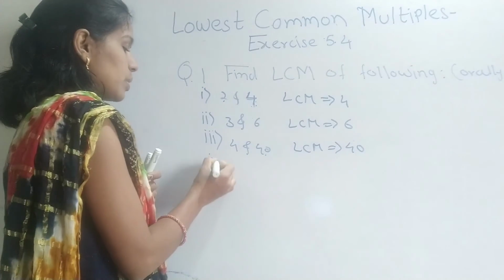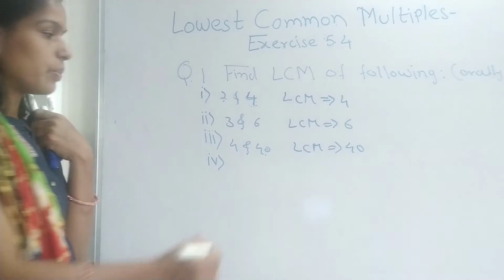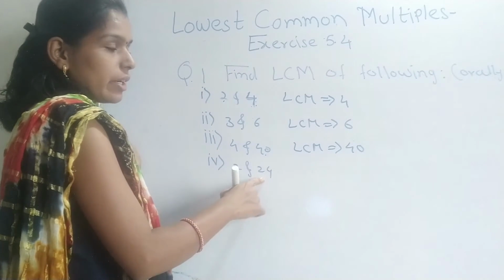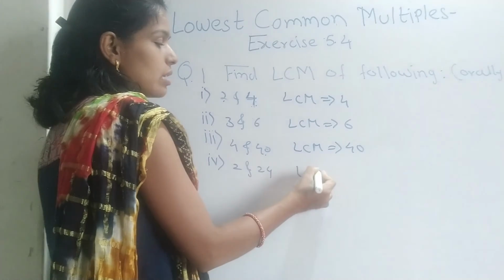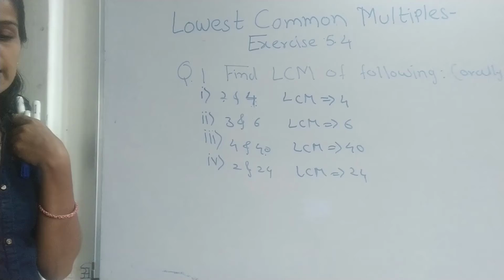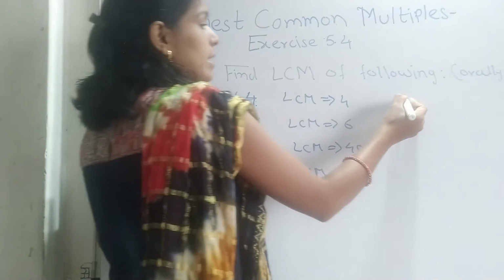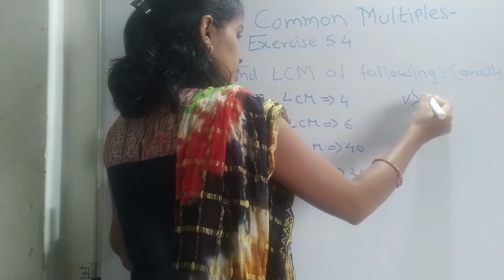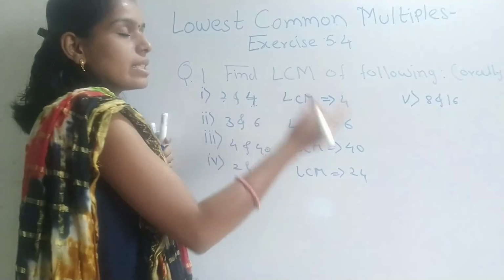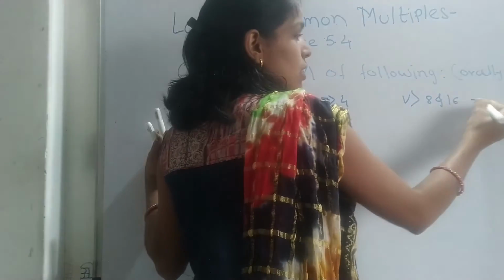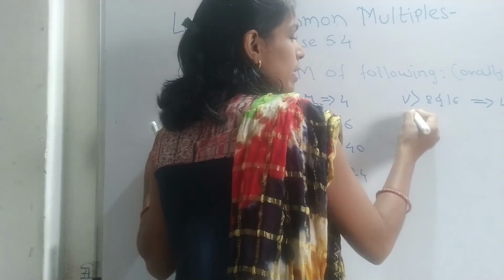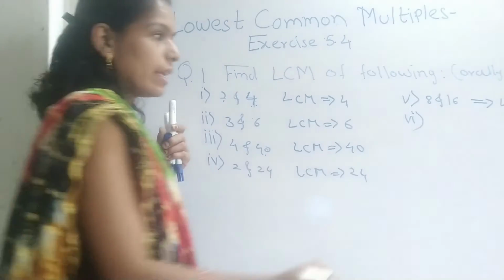So let's write the fourth pair. What is given in the fourth pair? 2 and 24. Yes, again 2 12s are 24 and 24 1s are 24. So their LCM is equal to 24. Got it? Is it clear? Again the numbers 8 and 16. 8 1s are 8 and 8 2s are 16, and 16 1s are 16. So therefore LCM is equal to 16.